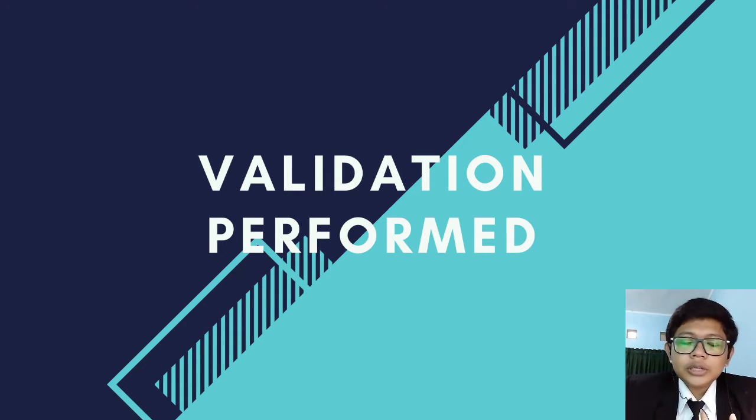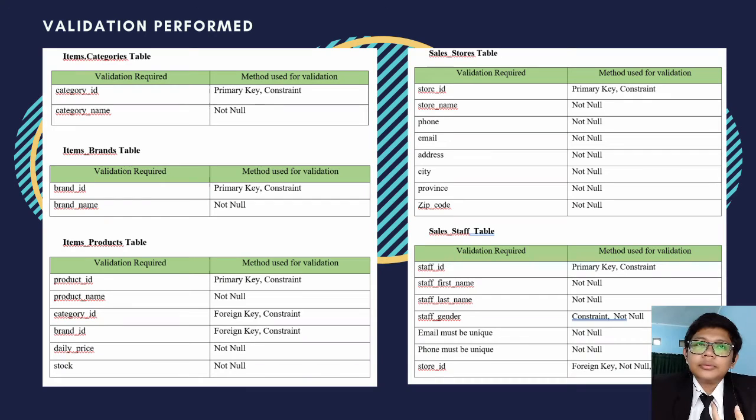The next part is validation, performed in order for the database to work correctly. For example, the first one is the item categories table. There is validation required and a method used for the validation. For example, the category ID uses a primary key and constraint as the method used for the validation. And then the category name uses not null as the method used for the validation.